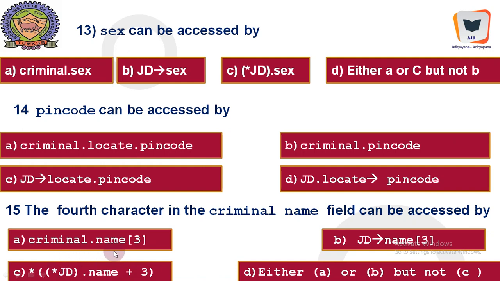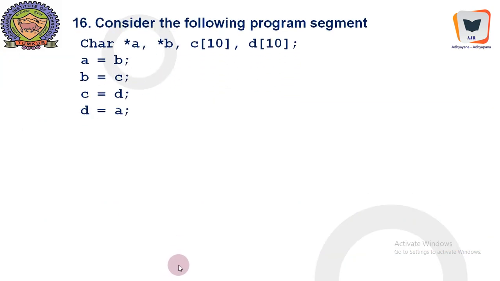This is the straightforward way. This is also a straightforward way. This is a little tricky, because this is JD, the content of the memory location addressed by JD dot name plus 3. It will take us to that particular address and the content of that.